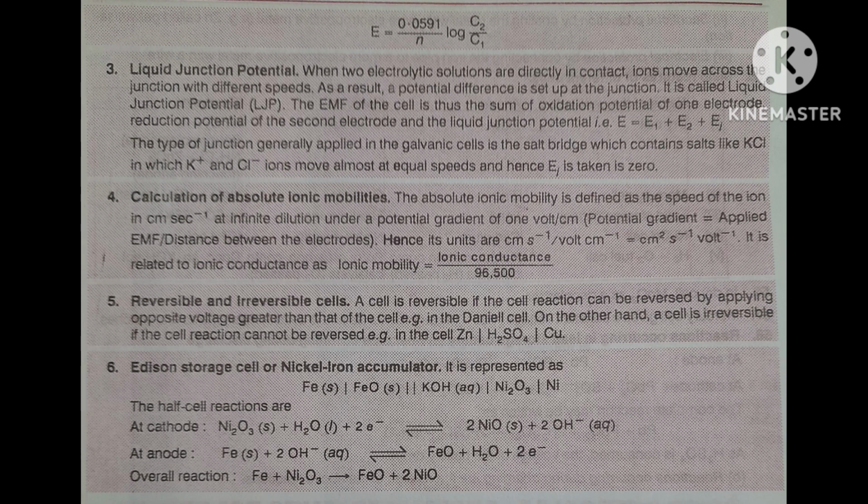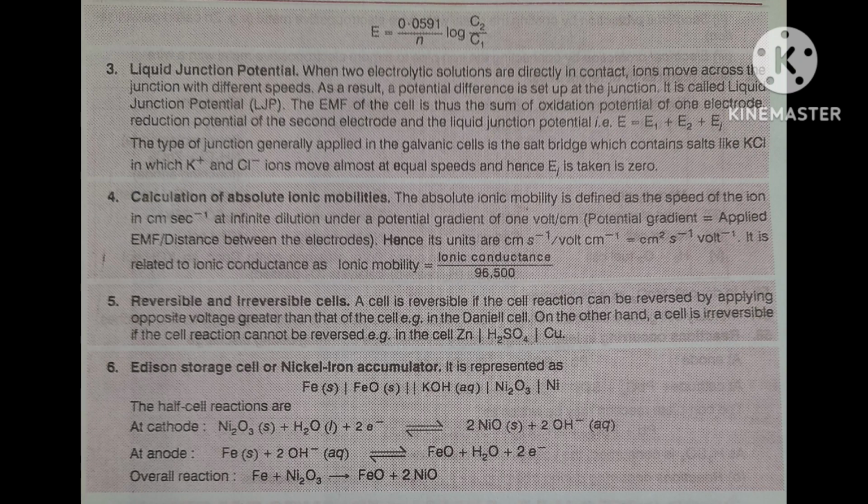Applied potential divided by the distance between the electrodes means per centimeter how many volts there are, which you can calculate easily because you are dividing by the distance between the electrodes. Suppose you are dividing by 10 centimeter, then per centimeter you are calculating. Remember always, potential gradient is equal to applied EMF divided by the distance between the electrodes. This concept will be useful in solving the numericals.